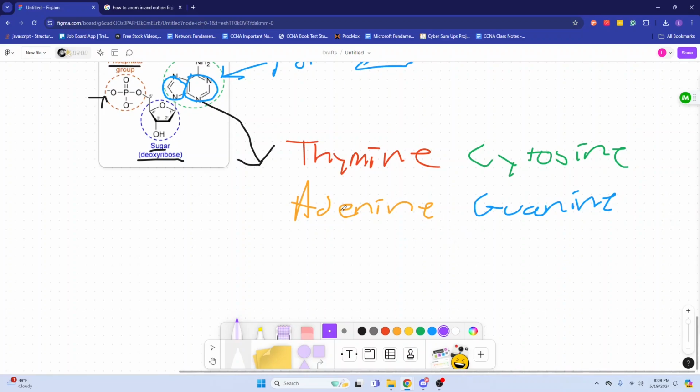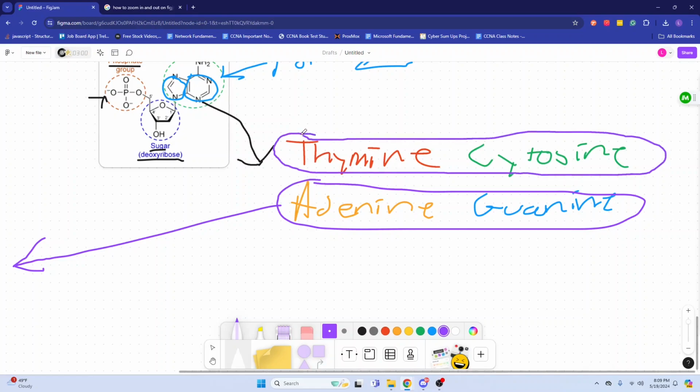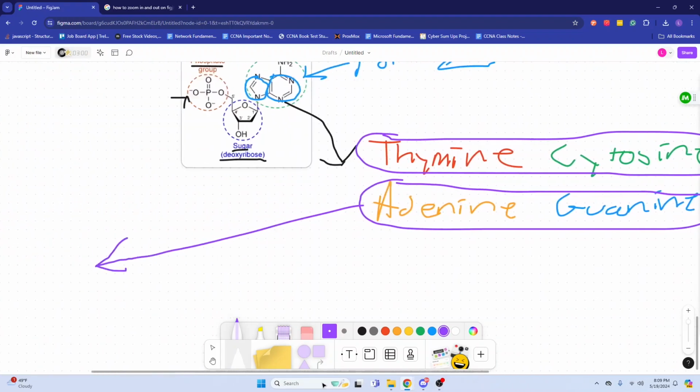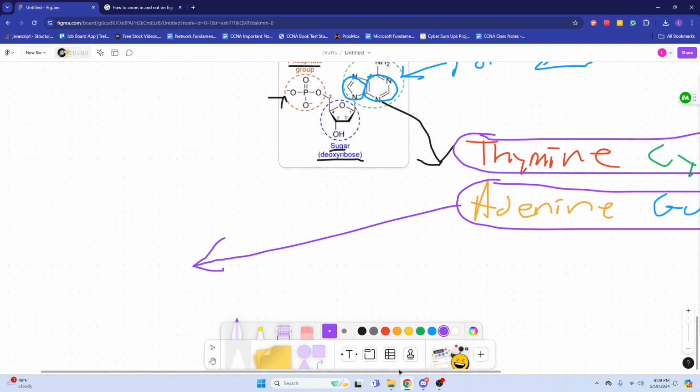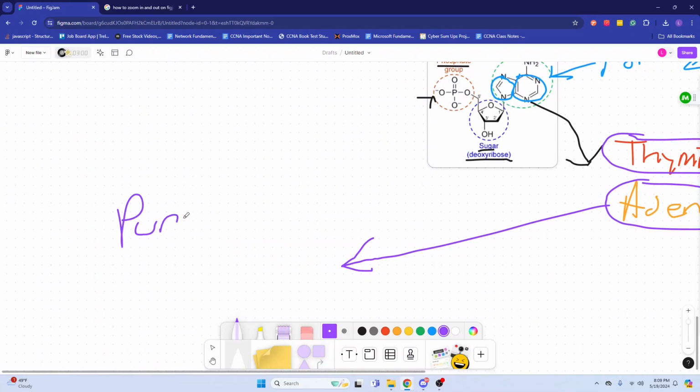So these 4 things are categorized in their respective groups. We have adenine and guanine, which are put into a group we're going to talk about. And then thymine and cytosine are an entirely different group. Let's start over here. Adenine and guanine are a part of a group known as purines.